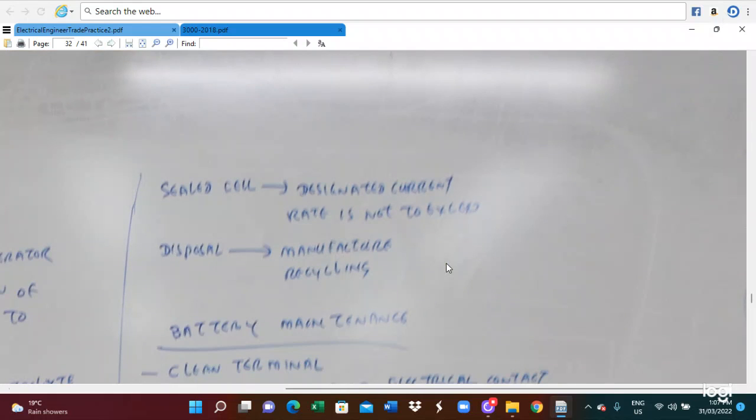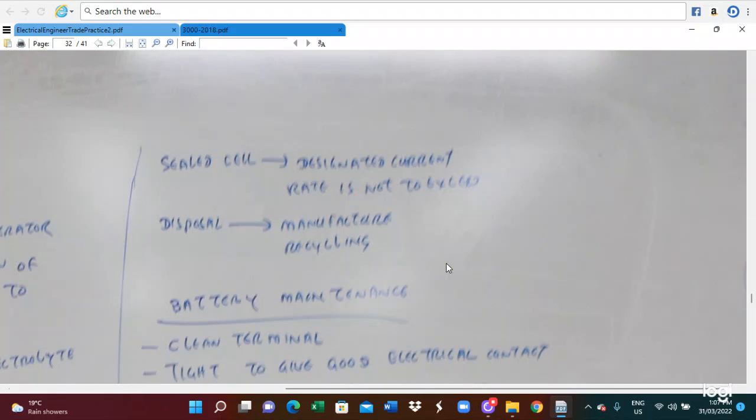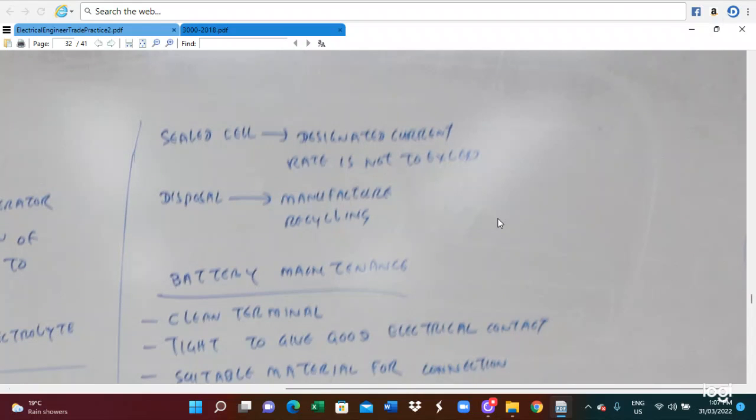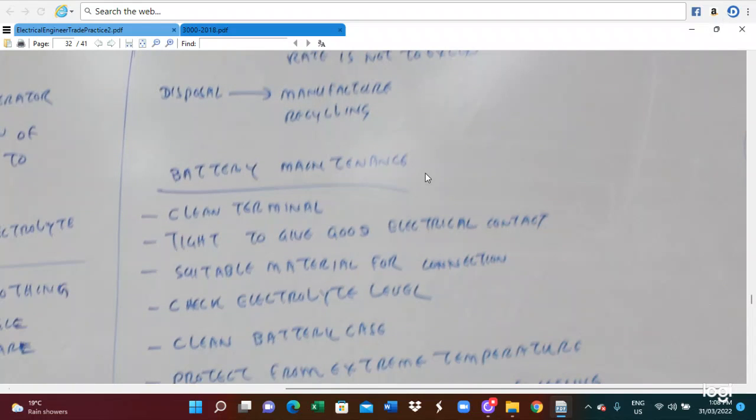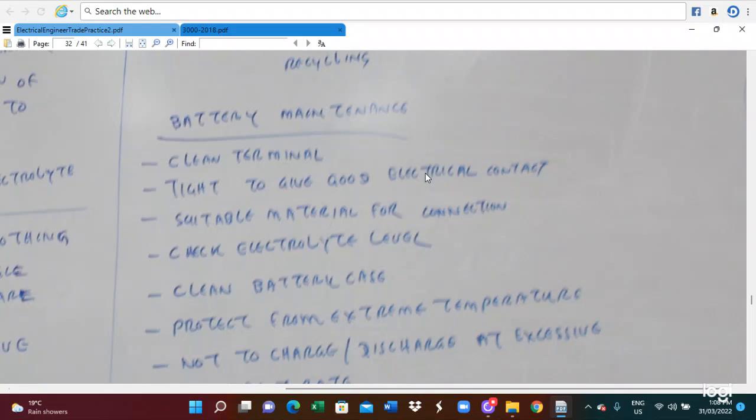So this is also important, so that the cells are producing a designated current rate. And we must follow the appropriate manufacturer recycling procedure. We need to maintain the battery.